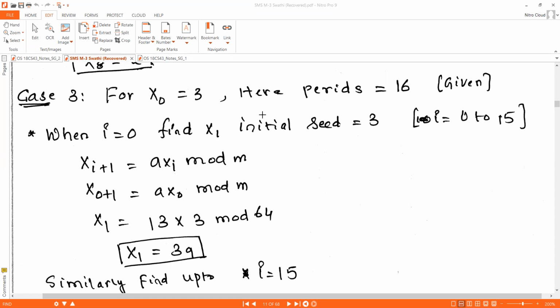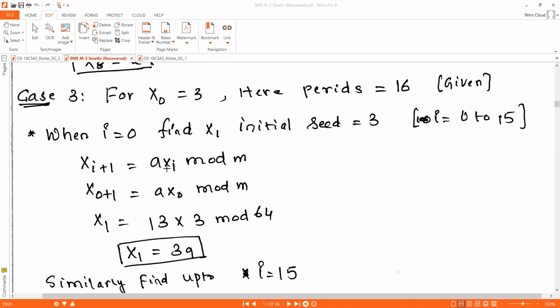Here they have asked us to find the xi values for the period of 16. For 16 periods we need to find the xi values, that is, when i equals 0 to 15. When i equals 0, find the x1 value. The initial seed value we need to consider is 3. The a value and m value are given in the problem: a is 13, m is 64. We'll substitute them in this formula.